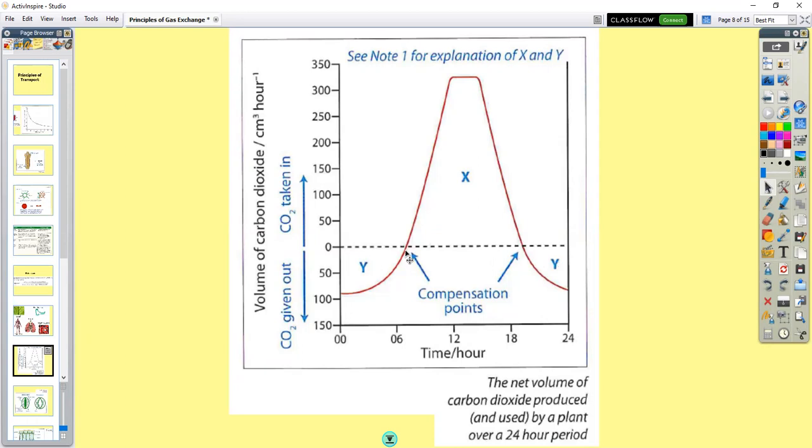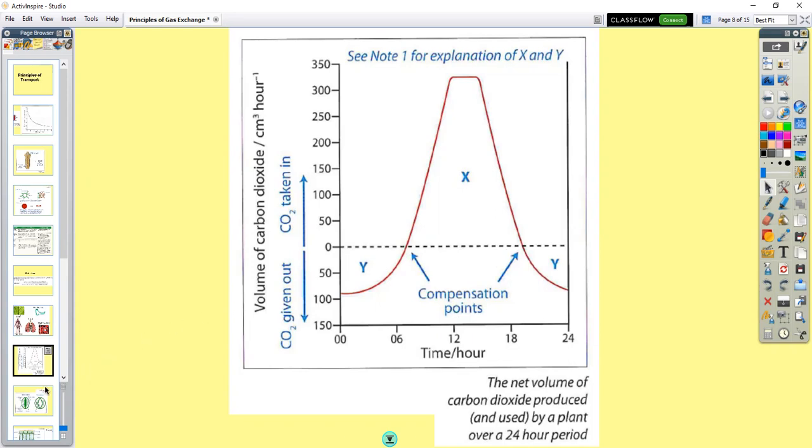Where it crosses this dotted line, these 2 points here labeled the compensation points, that's when the rate of respiration is equal to the rate of photosynthesis. So that would be the light intensity there and there, where respiration and photosynthesis have the same rate.